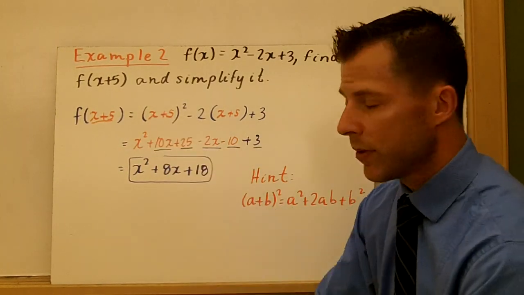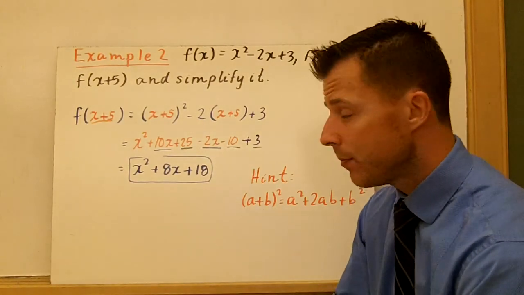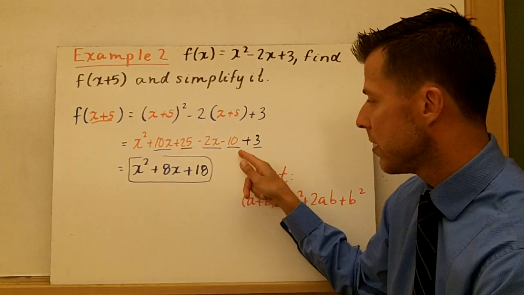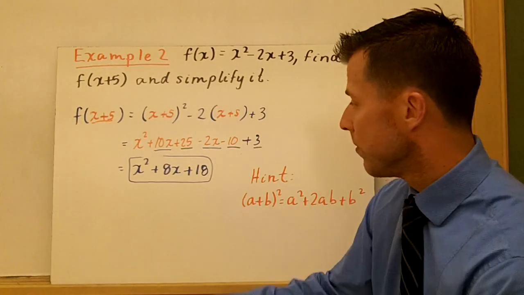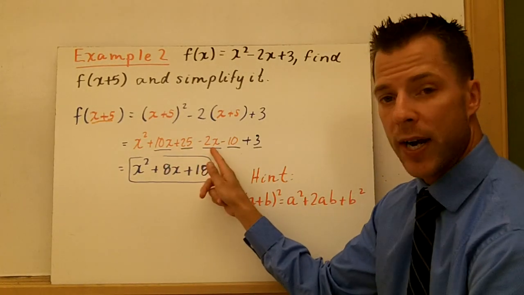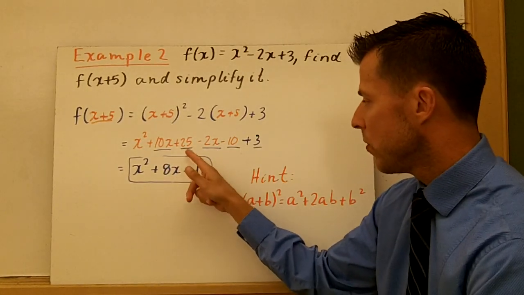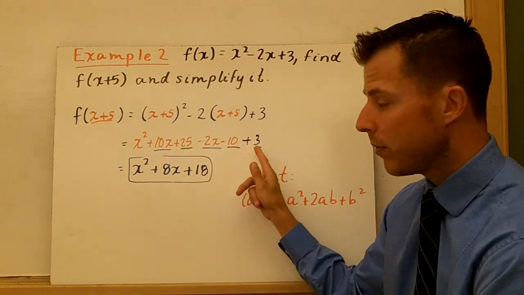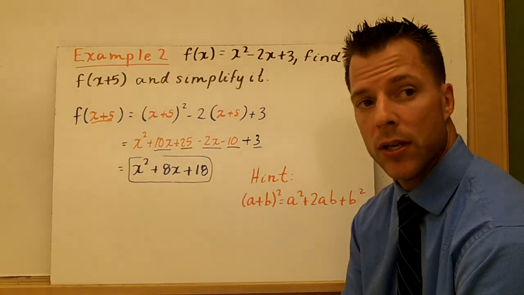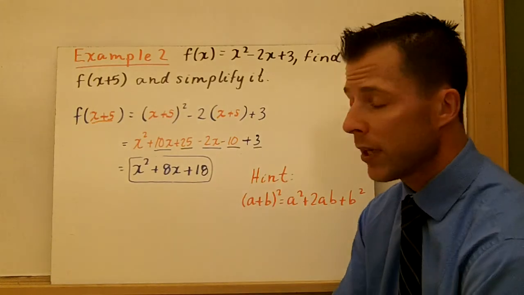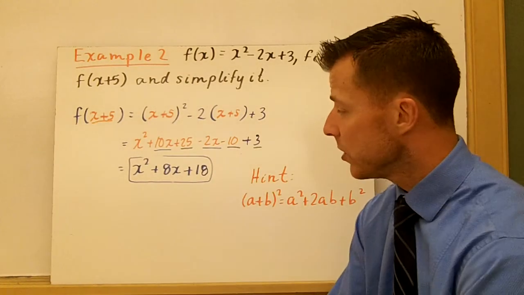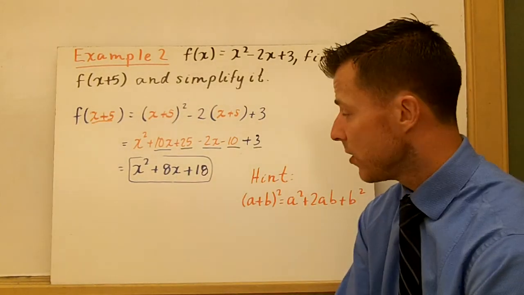I plugged in x plus 5 in for x. Now I have to simplify, and I've done that all the way across. And I have to combine like terms. Notice I have 10x and minus 2x, that's 8x. 25 minus 10 is 15, plus 3 is 18. So now I've plugged in x plus 5 into my function, and I've simplified as far as I can go.